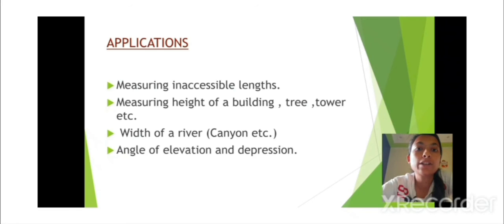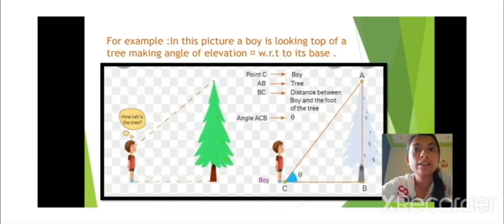Angle of elevation and depression is like this: you are standing on the base and you are watching the top of something, then that angle which you make with the base is angle of elevation, and vice versa is angle of depression. Here is an example in this picture. A boy is looking at the top of a tree, and with the base he makes an angle of elevation, that is theta. And when he looks from the top of some building to the base, he will make angle of depression.